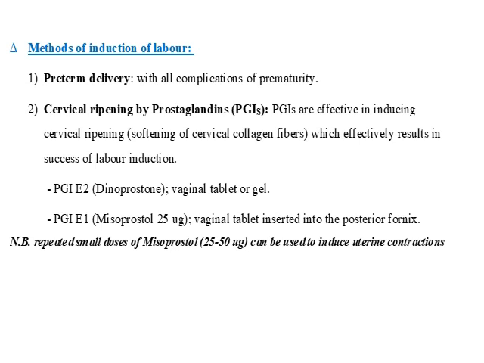Cervical ripening by prostaglandin. Prostaglandins are effective in inducing cervical ripening, softening of cervical collagen fibers, which effectively results in success of labor induction. Prostaglandin E2, dinoprostone, vaginal tab or gel. Prostaglandin E1, misoprostol 25 microgram, vaginal tablet inserted into the posterior fornix. Repeated small doses of misoprostol, 25 to 50 microgram, can be used to induce uterine contraction.